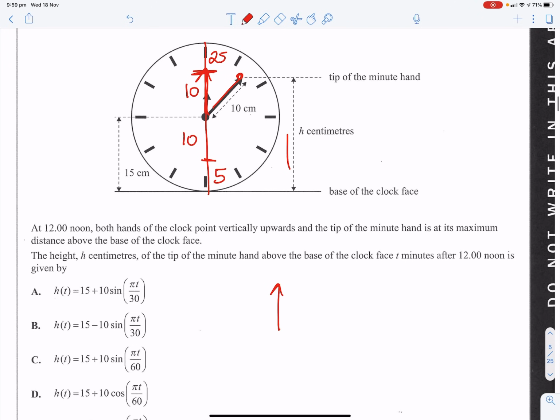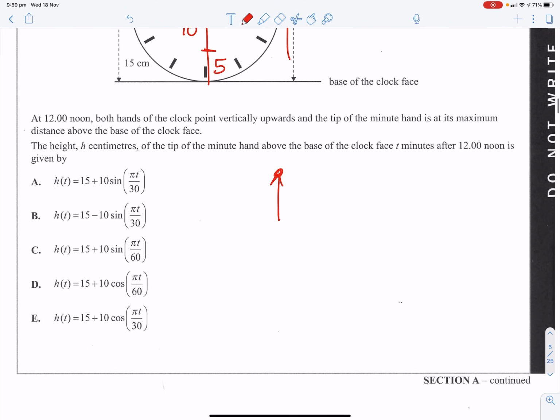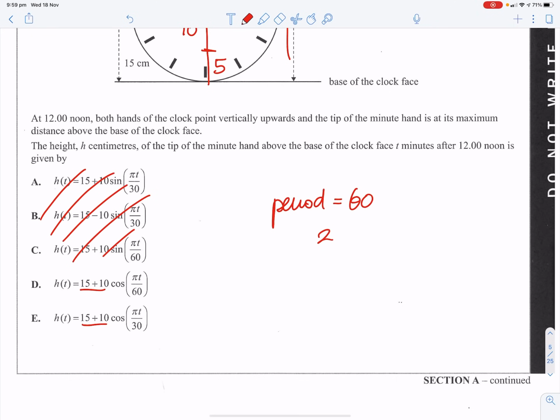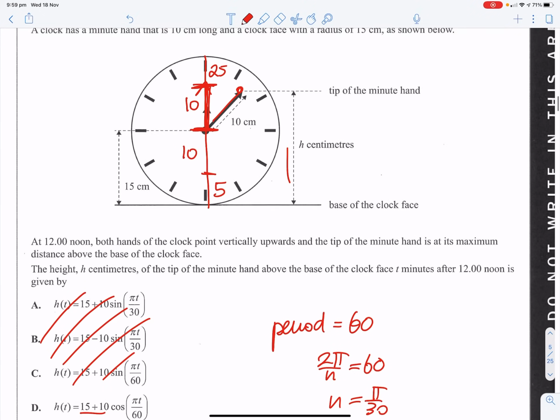So it's starting at its maximum, which would be 15 plus 10, and it's got to be a cos graph. Scrap those. They're both the same. The period has to be 60. So 2 pi on n has to equal 60. N has to equal pi on 30. So it's E.